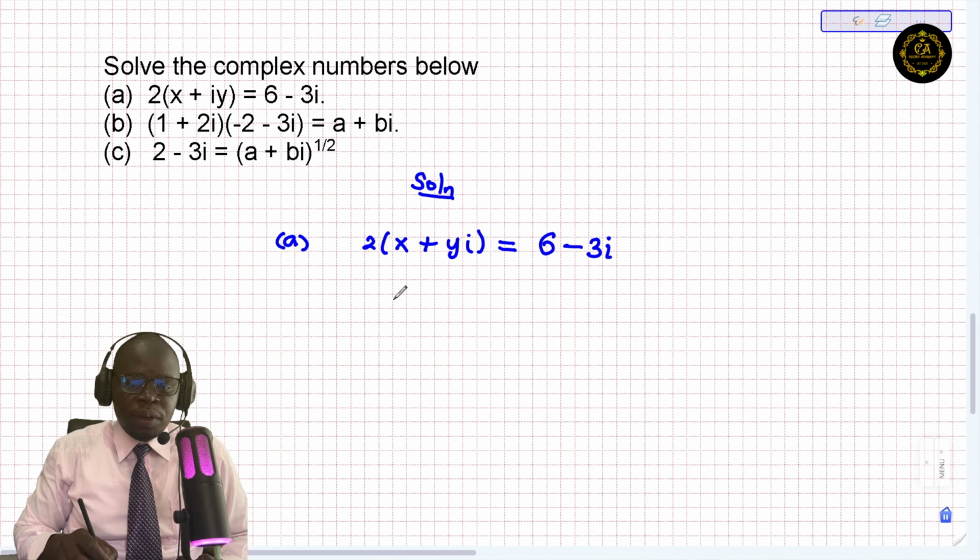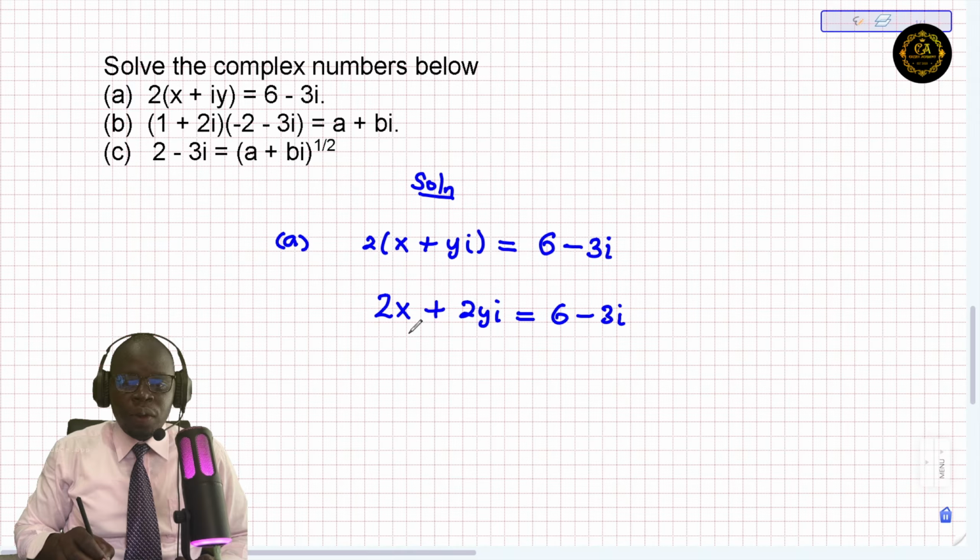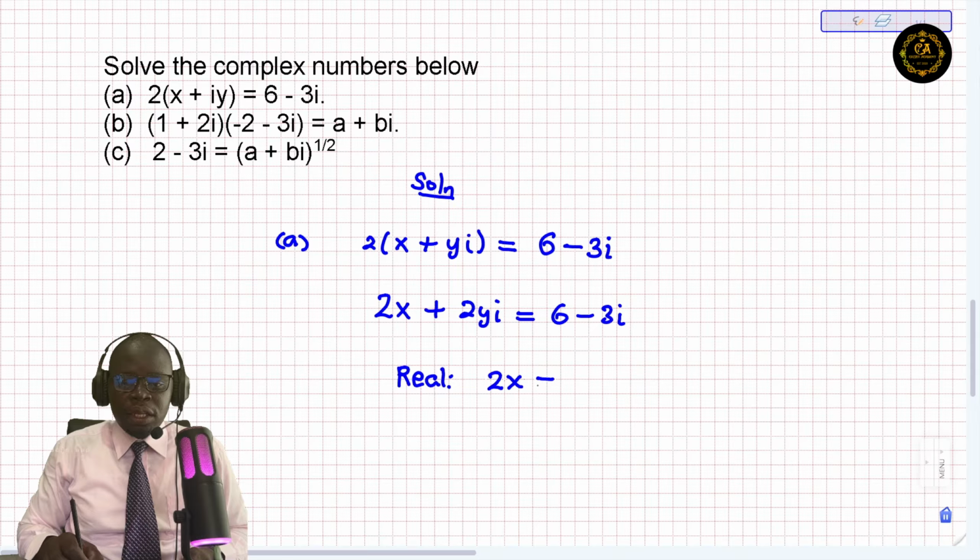So let's first open up this bracket by multiplying by 2. So we have 2x plus 2yi equals 6 minus 3i. Now we can equate the corresponding real parts together and the imaginary parts together. Let's form the real part, and that is 2x. This is equal to the real part from the right hand side, which is 6. So finding the value for x, we simply divide by 2 and we have 3.